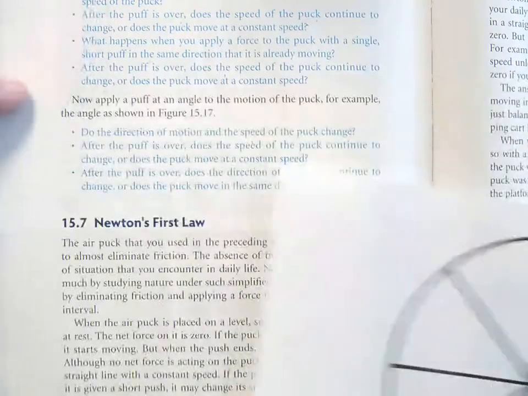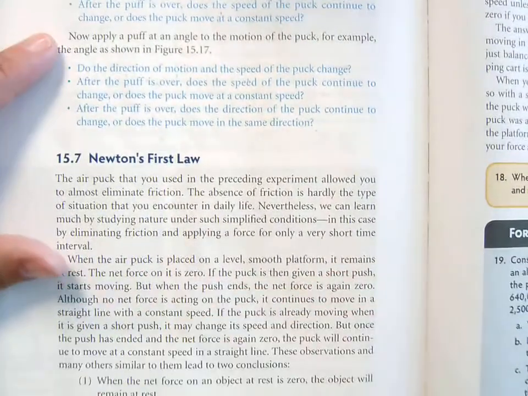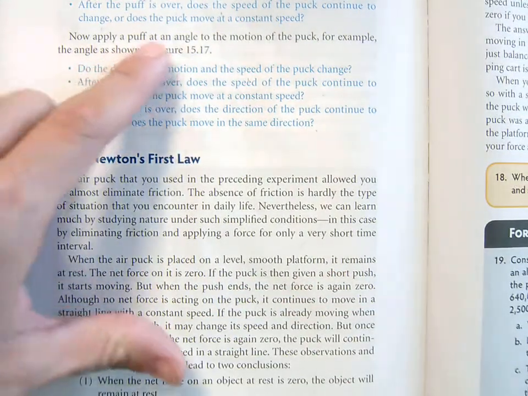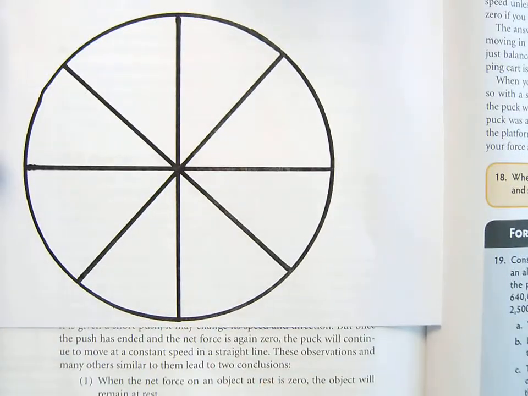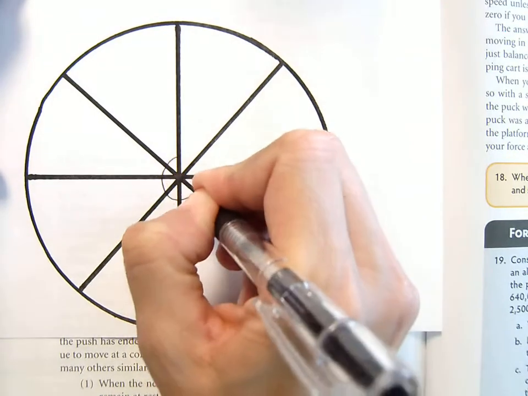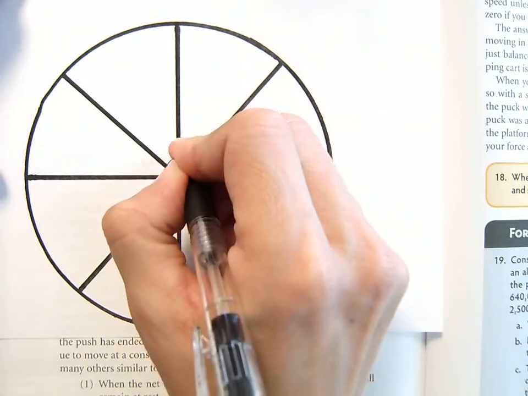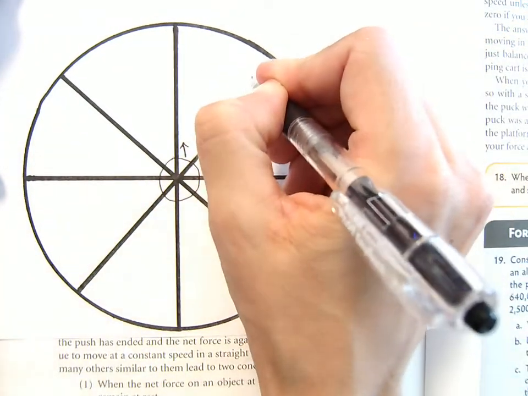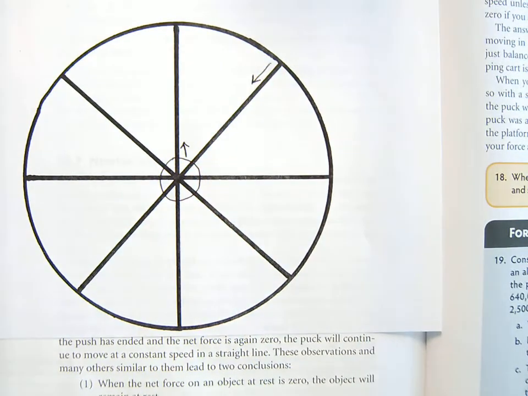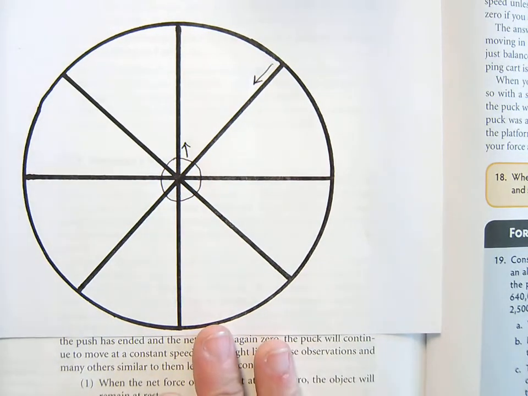The next little procedural part says, now apply a puff at an angle to the motion of the puck. So that's what the second diagram is for. If the puck is here, and the puck is moving in this direction, we're going to apply a force at an angle to the puck. And then it's saying, so what would happen?